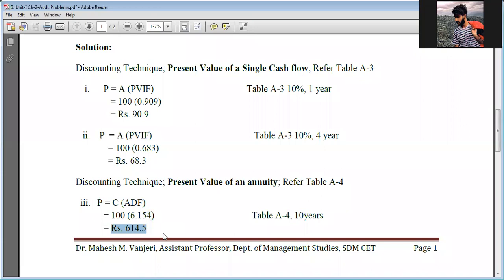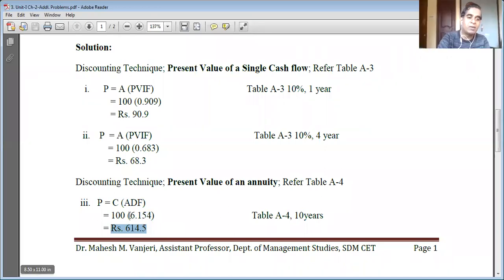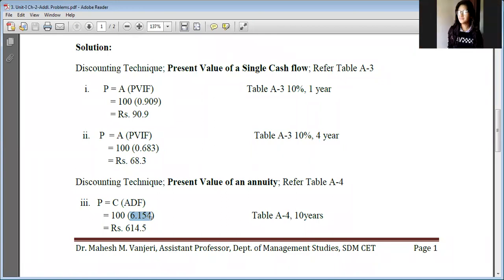Yes, sir. The answer is correct, sir. But the ADF is a typing error. Okay, I will remember and I will correct it. So very good observation, Keshav. And who else was it? Pooja Kadam. Okay.